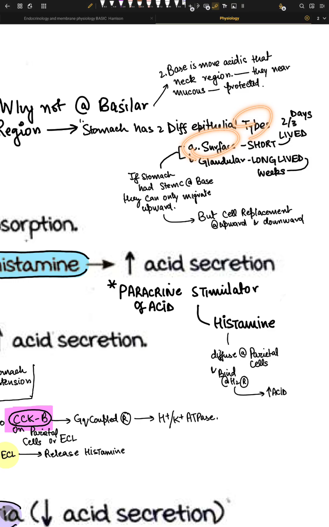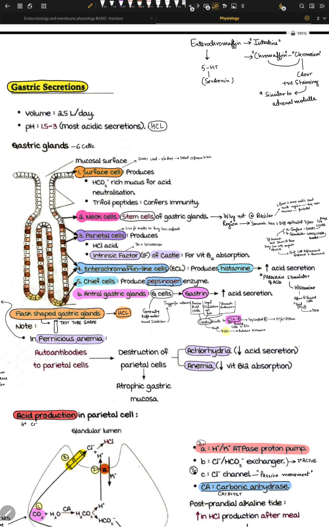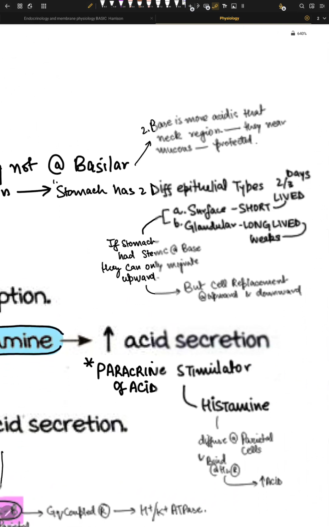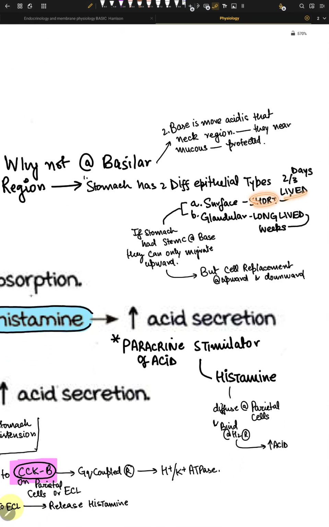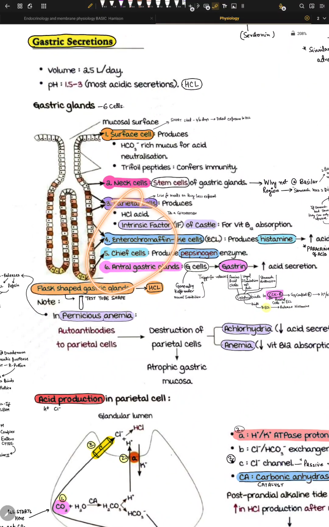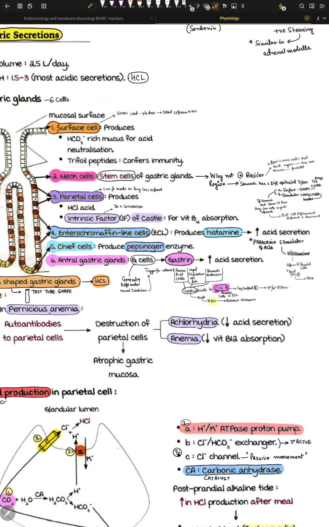First is surface and second is glandular, right? Now, the surface type cells, the one we just read here, are short-lived, around 2 to 3 days. And the glandular ones are the long-living ones, like right here: parietal, ECL cells, chief cells, antral gastric cells. These are long-living cells, right?